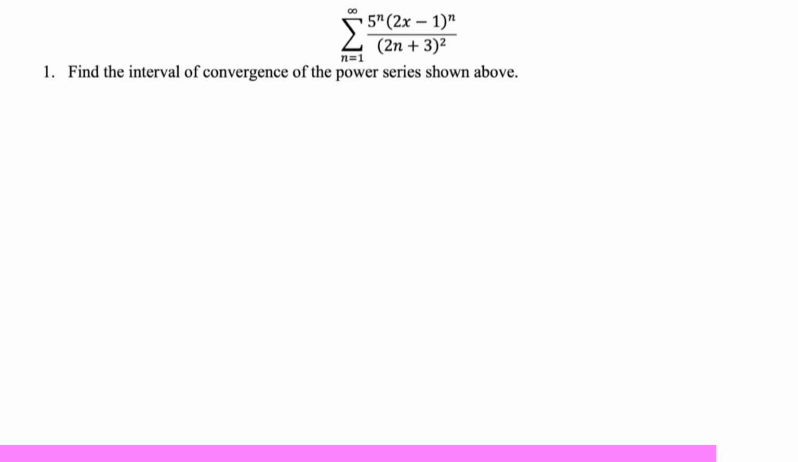So let's see what that ends up looking like. We're still going to have this part. I'm factoring 2 out of 2x minus 1, but it's to the nth power, so 2 to the n. I'm left with x minus 1 half after I factor the 2 out, and then that is raised to the n. And then we're still just over quantity 2n plus 3 squared.